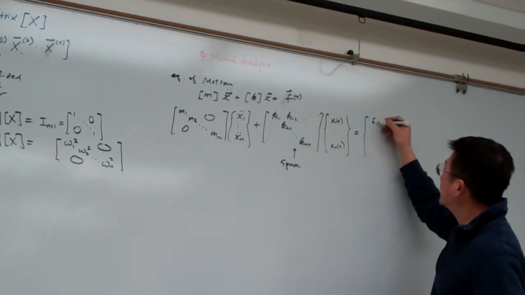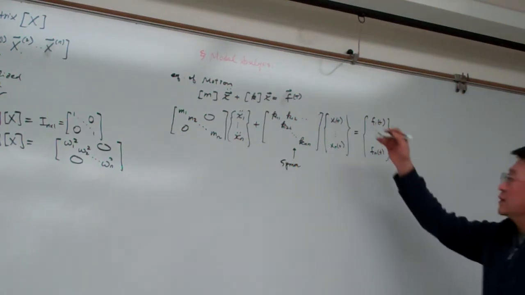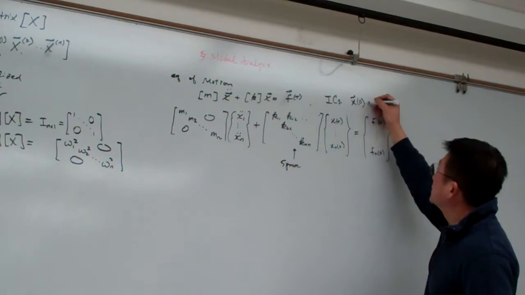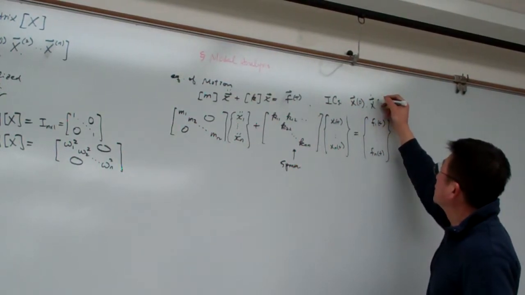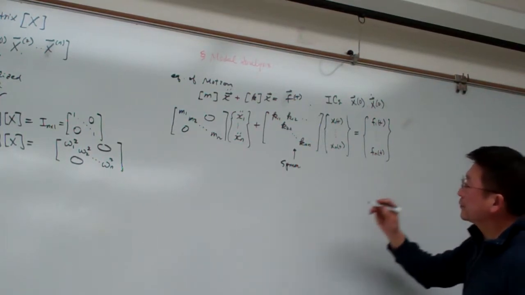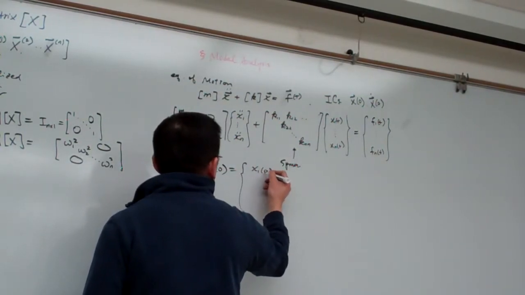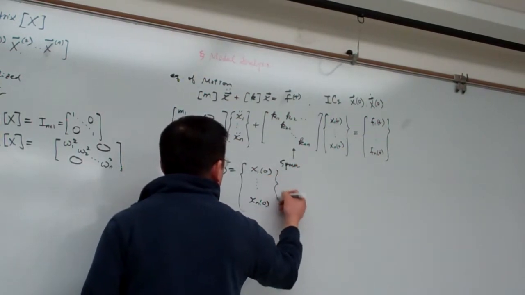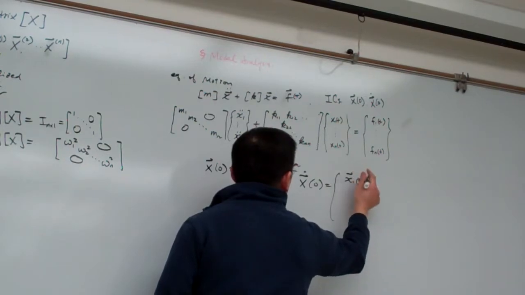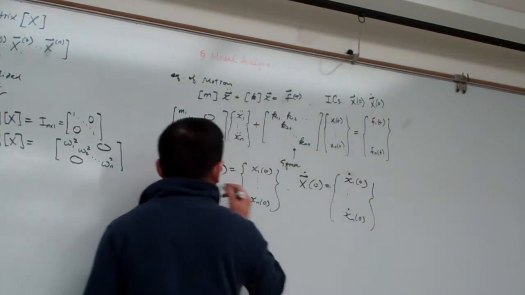And for the force, that can be F1(t) through Fn(t). And here we consider the initial conditions. For example, the initial conditions given are X(0), which is x1(0) through xn(0), and then the velocities arranged in this form, given.